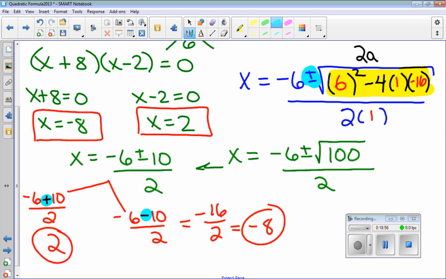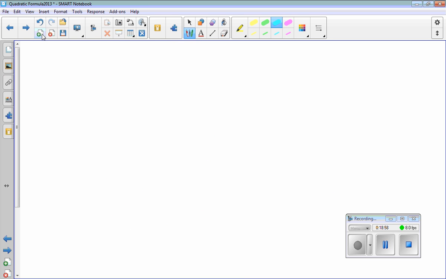All right, let me go ahead and give you your homework. Okay, it's going to be on the quadratic formula, and I'm going to give you a few of these to simplify.